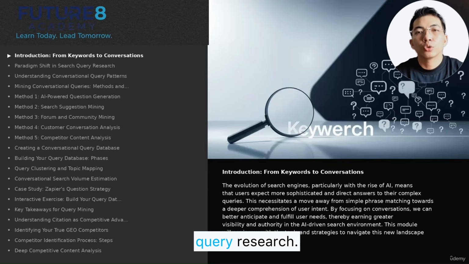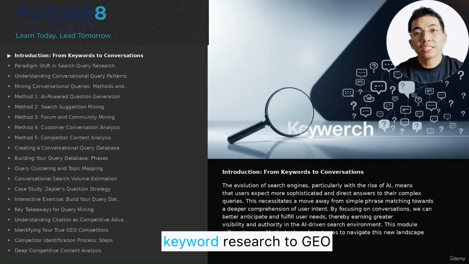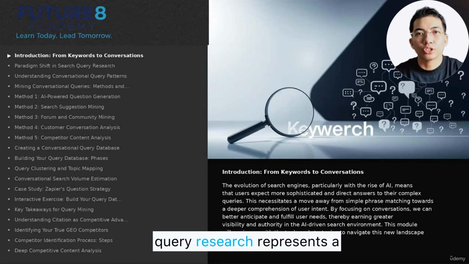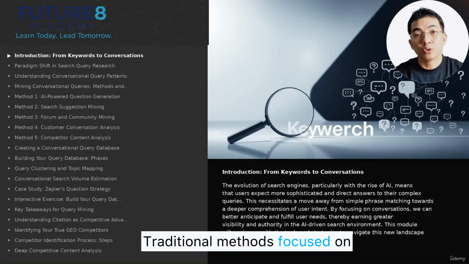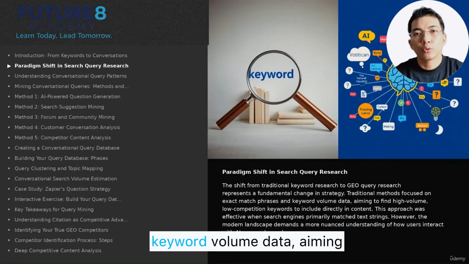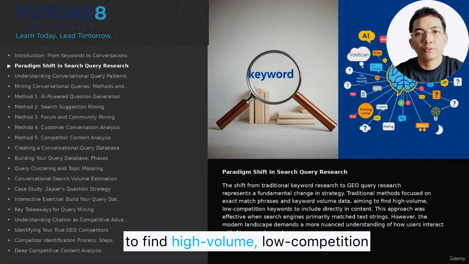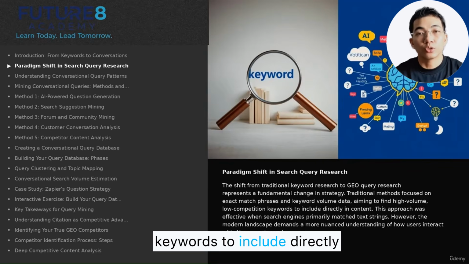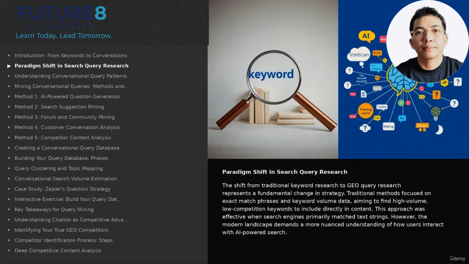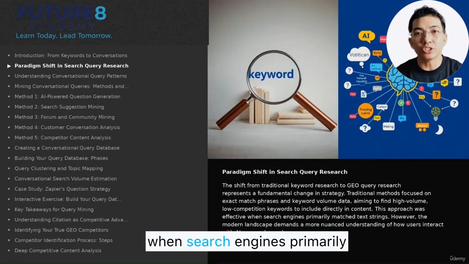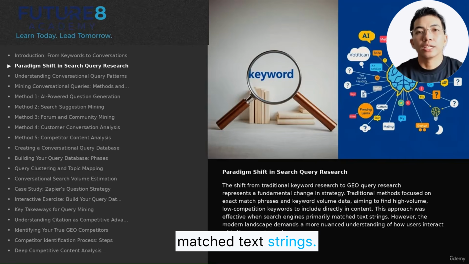Paradigm shift in search query research. The shift from traditional keyword research to GEO query research represents a fundamental change in strategy. Traditional methods focused on exact match phrases and keyword volume data, aiming to find high-volume, low-competition keywords to include directly in content. This approach was effective when search engines primarily matched text strings.